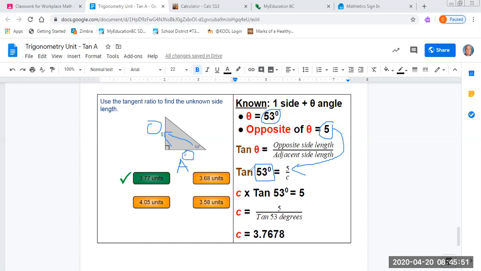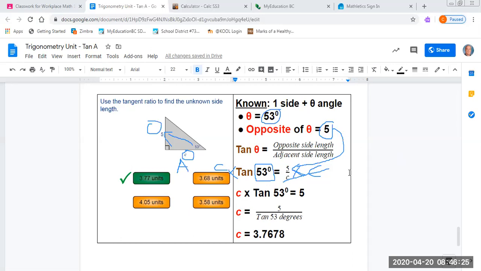C is the adjacent. So in this case, this is a little bit different, because in order for us to get C by itself, what we'd actually have to do is multiply both sides by C, and that would cancel out these C's here. But then I have C by itself here, and in order for me to get rid of the tan of 53 degrees, I have to actually divide both sides by tan of 53 degrees. And that's why we end up with 5 over tan of 53 degrees is equal to C. Now, how do I solve for this? Well, let's take a look.